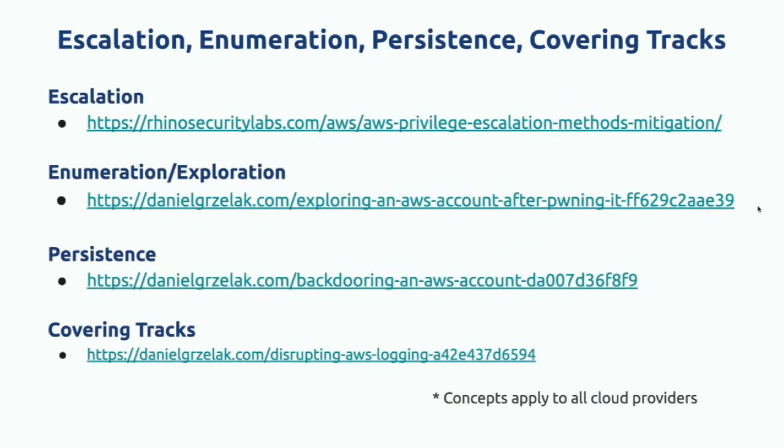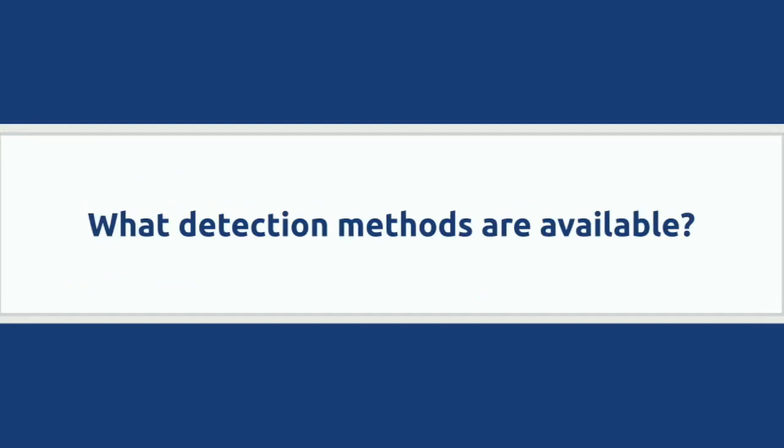So I'd love to go into all of this. I really enjoy this problem space, but I have to defer to some really good resources in terms of if you want to learn more about escalation, enumeration, persistence, and covering tracks in specific cloud environments. These are AWS specific, but I guarantee the concepts work in all the three that I'm going to talk about. It's a whole world, and it's a lot of fun stuff.